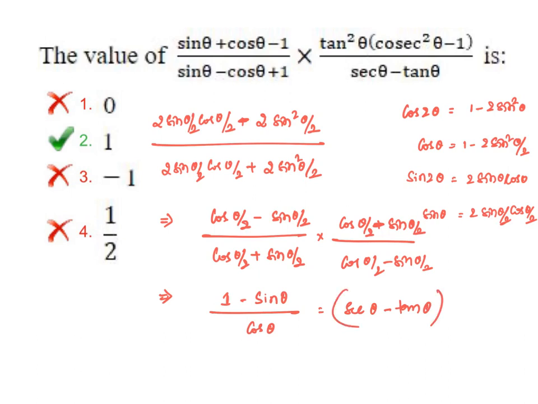Now if you look at this, cosecant square theta minus 1 is cot square theta. So cot square theta, tan square theta cancel. You are left with 1 by secant theta minus tan theta into secant theta minus tan theta. Anyway, it gives you 1.